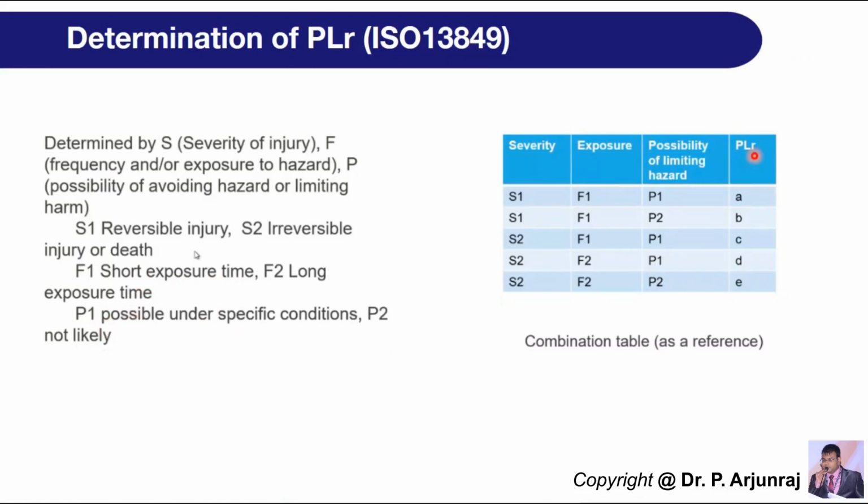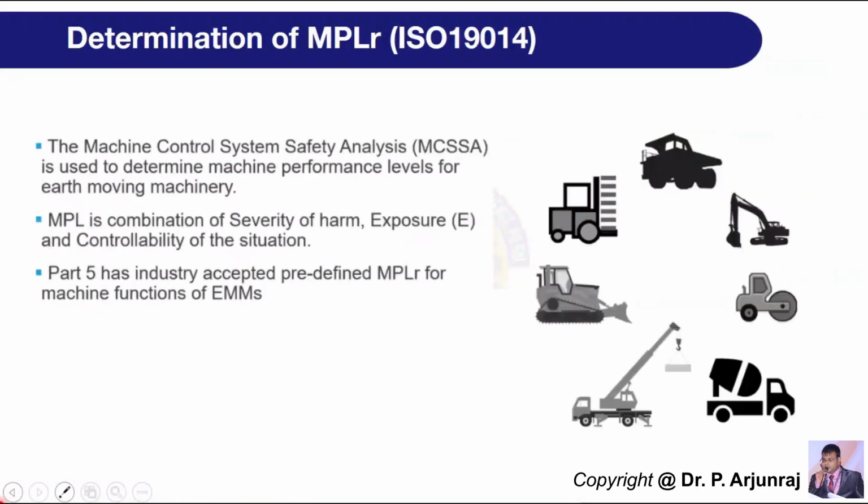And you have P1 and P2, the possibility of limiting. P1 is where the hazard is possible to get limited under specific conditions. P2 is not likely to control or reduce that. P is the possibility of avoiding the hazard or limiting the harm. F is frequency and/or exposure to hazard, and S is severity of injury. So these are the different vehicles which come under this category.